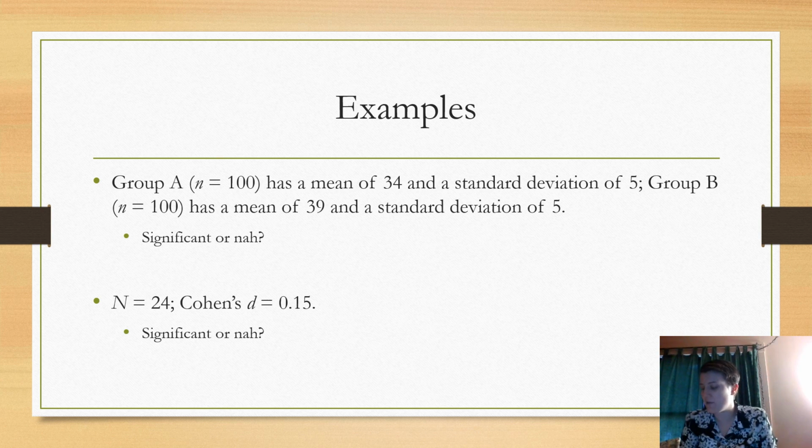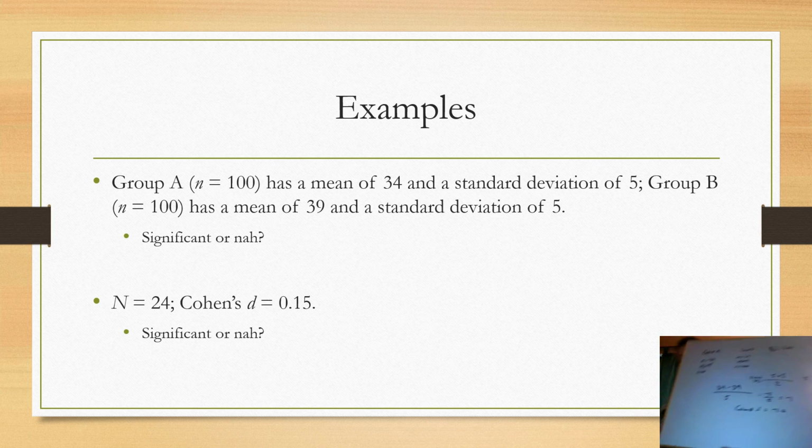And so now we have 34 minus 39 divided by 5. 34 minus 39 is negative 5, divided by 5 is negative 1. So our Cohen's d is equal to negative 1.0, which is a strong effect size. Again, if the number itself is greater than 0.8, it's considered strong. Now the number 1 is greater than that. So, okay, here's what I've written out.